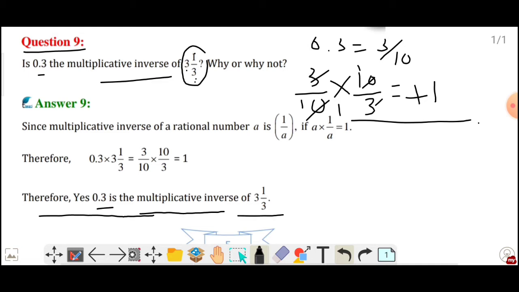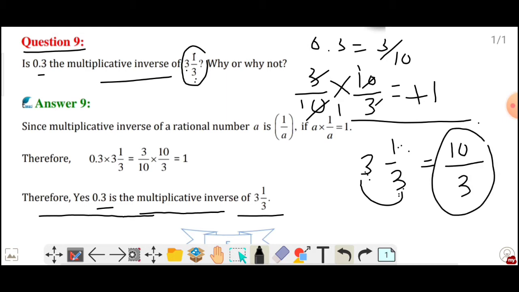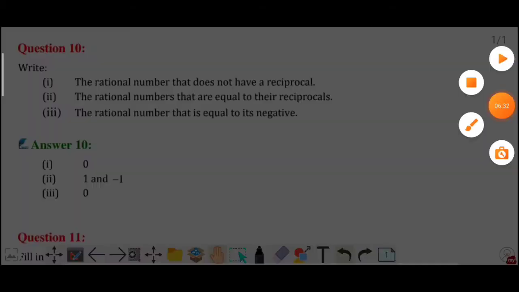How to convert this one? I will show one more time. 3 into 1 by 3 is there. Multiply this into this: 3 threes are 9. Add this number, that is plus 1. 9 plus 1 is 10, divided by 3 as it is. Like this we are going to convert the mixed fractions.